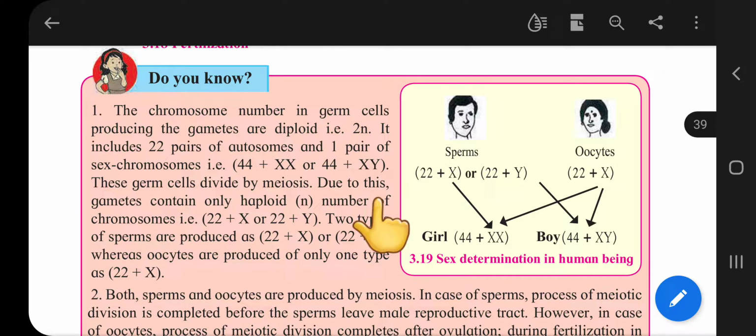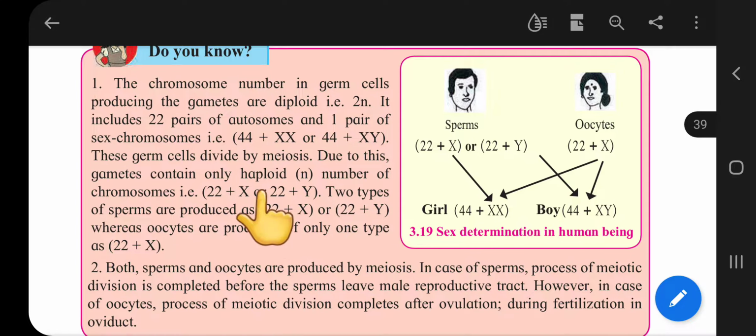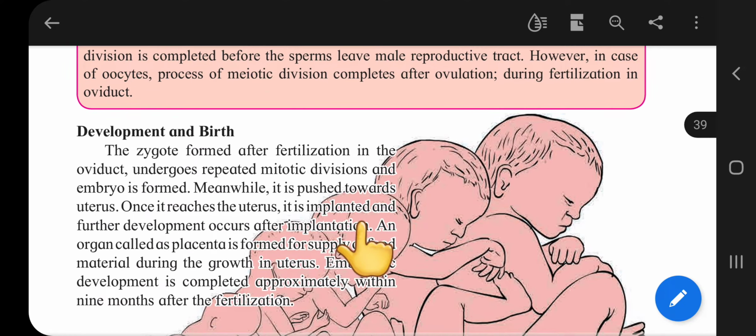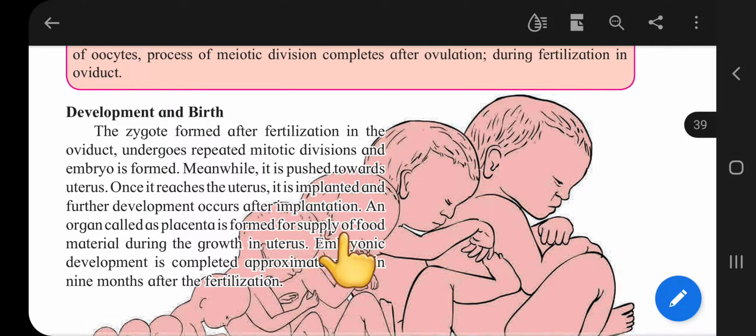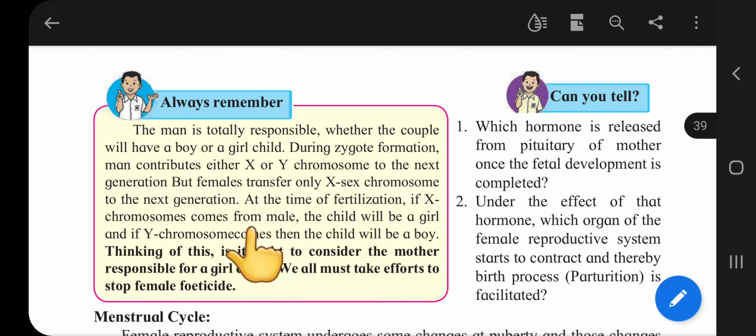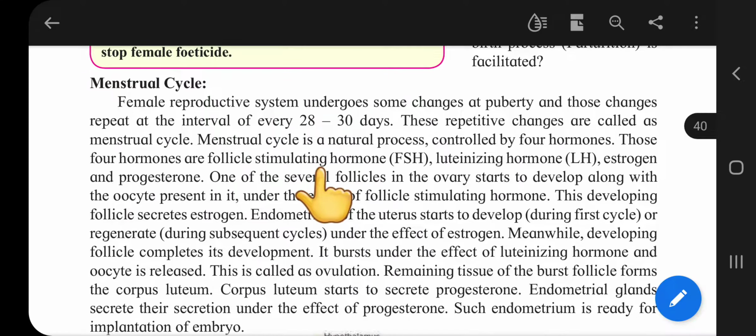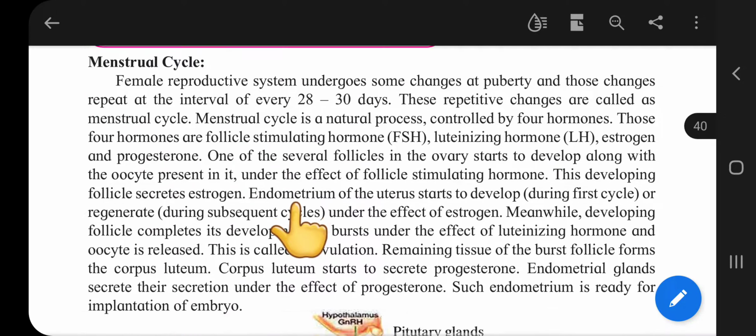In this lesson, today we will learn which parts are reduced from the portion. This whole part is reduced from the portion. Development and birth, this part is also reduced from the portion. Always remember, this part is also reduced from the portion. Next, the menstrual cycle is also reduced from the portion.